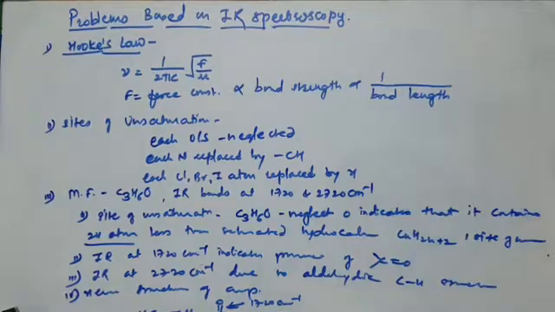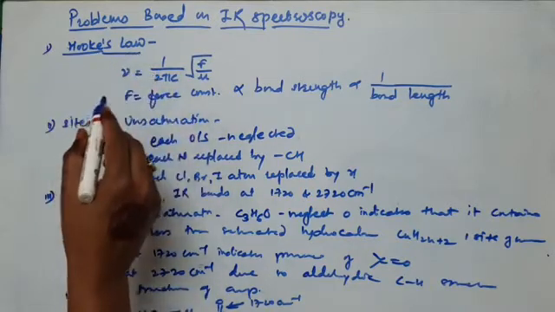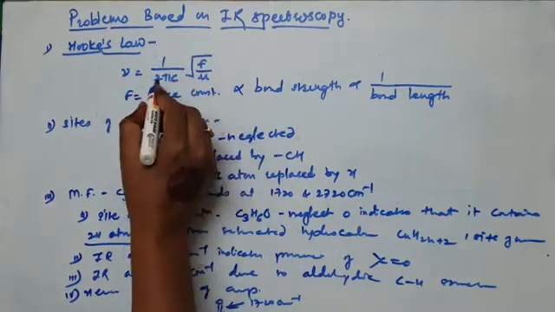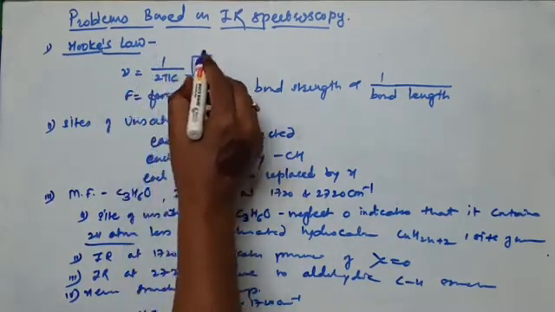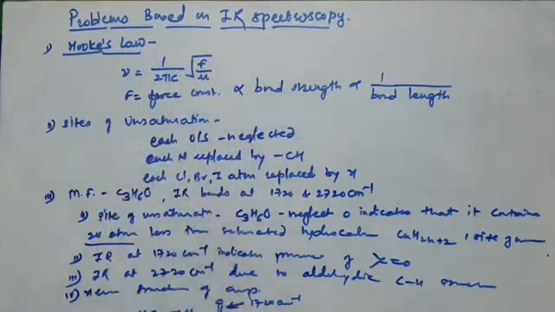Now we are going to see some problems based on IR spectroscopy. To solve the problem, let's revise Hooke's law. We have studied this Hooke's law where the frequency is directly proportional to 1 upon 2 pi c times the square root of f upon mu, where f is the force constant and mu is the reduced mass.